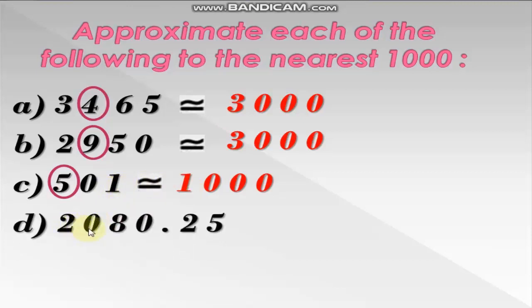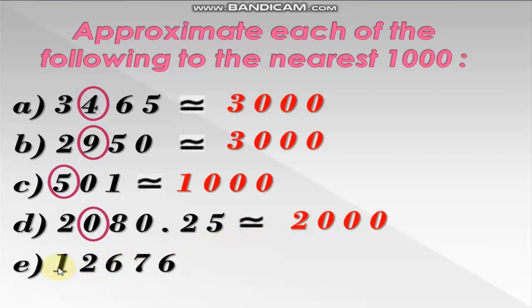Letter D. 2080.25 approximated to the nearest thousand. Thousand here is number 2. Look at the hundreds. Hundreds here is 0. So we replace hundreds, tens, and units by 3 zeros and remove the decimal part and keep the thousand with its value. So it became 2000.